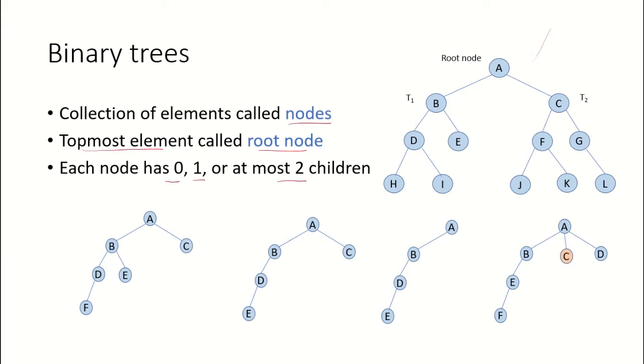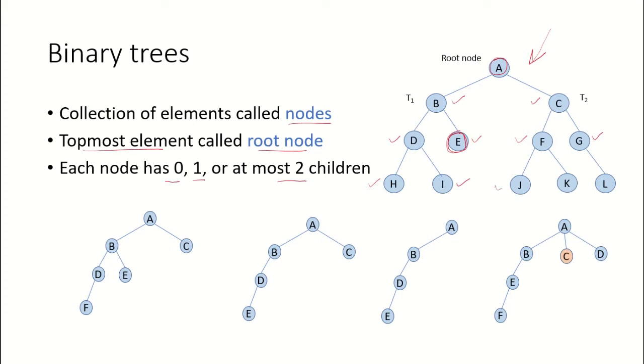So let's take a look at this tree. Root node A has 2 children, B and C. B has 2 children, D and E. C has 2 children, F and G. D has 2 children, H and I. E does not have any children. It is a leaf node.